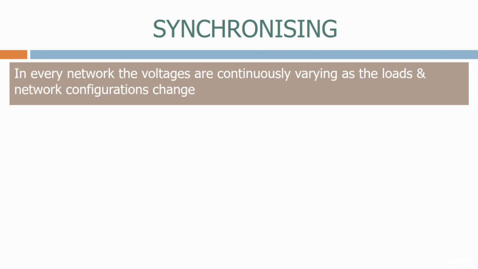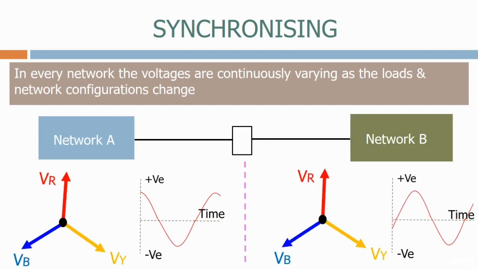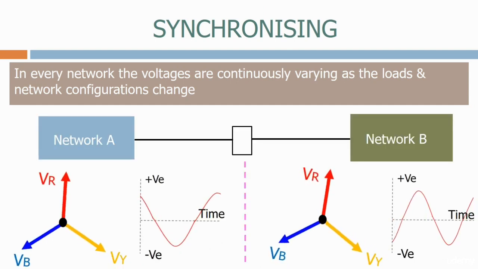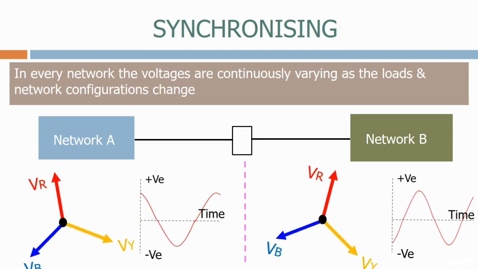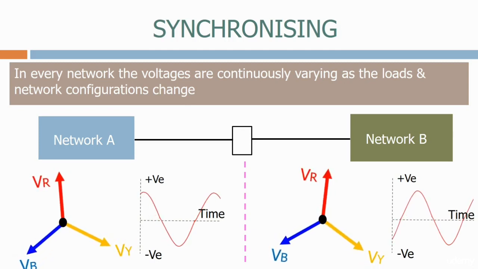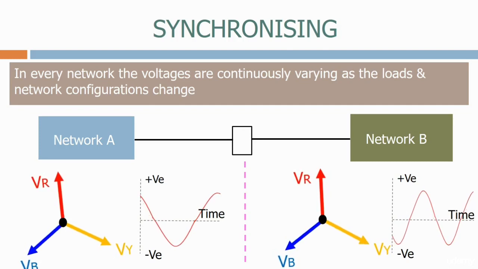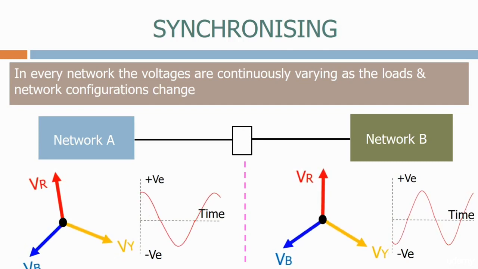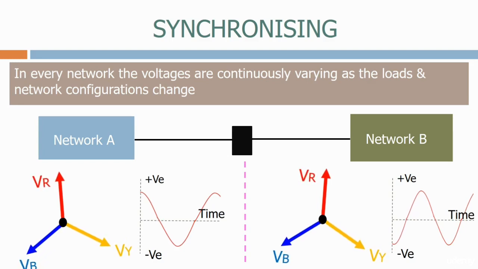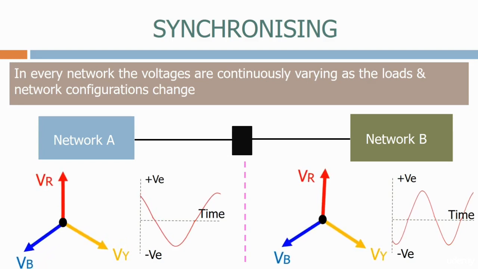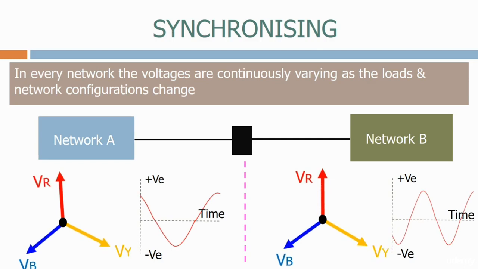In every network, the voltages are continuously varying as the loads and network configurations change. Here we have two networks, A and B. As we can see, the red, yellow and blue phase voltages are continually changing. If we now try and close the circuit breaker connecting these two networks, the difference in these voltages may cause significant damage to the circuit breaker.